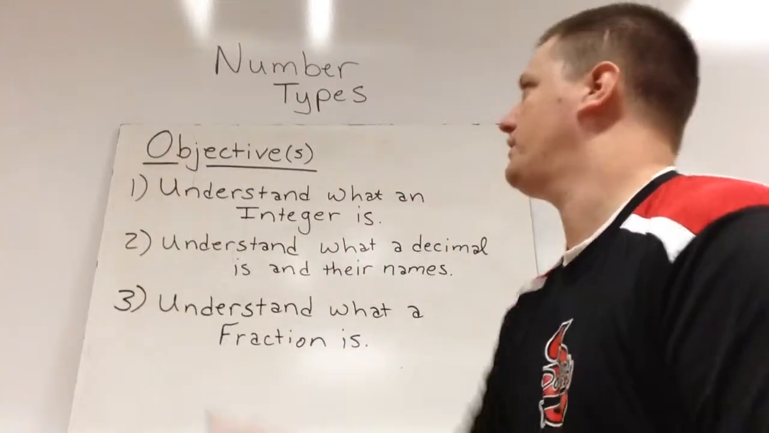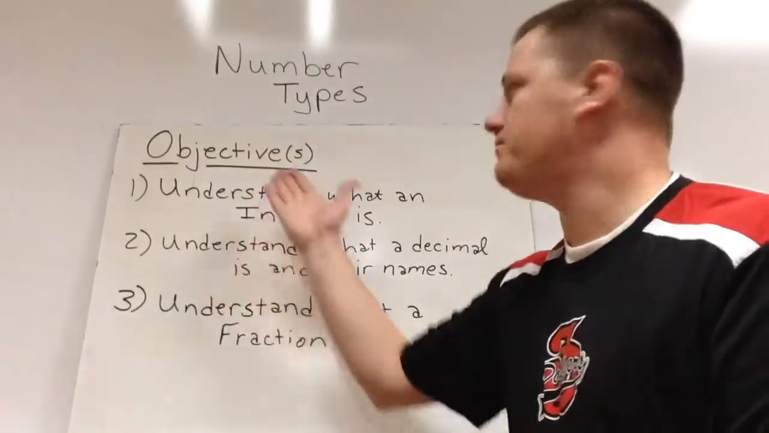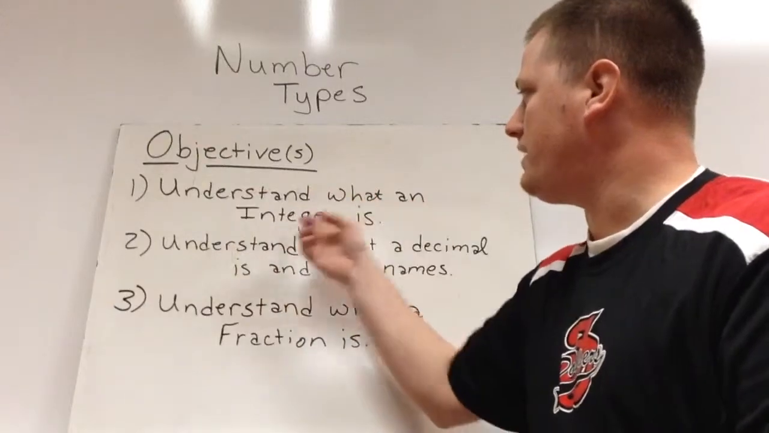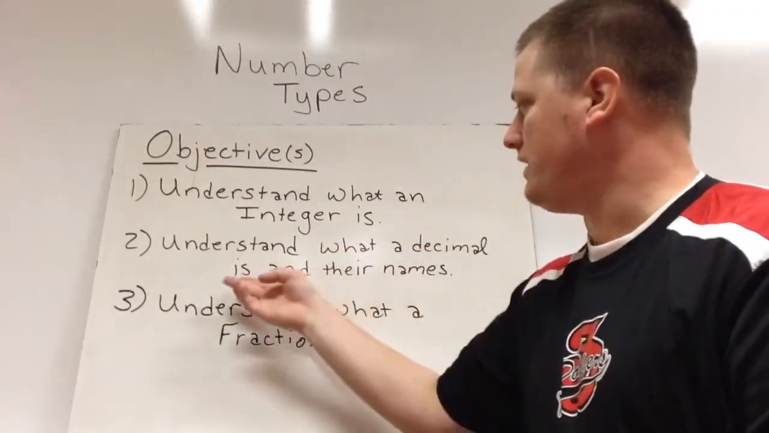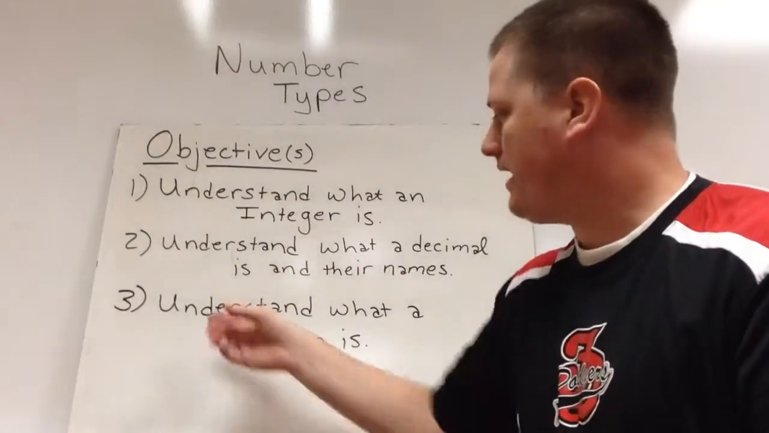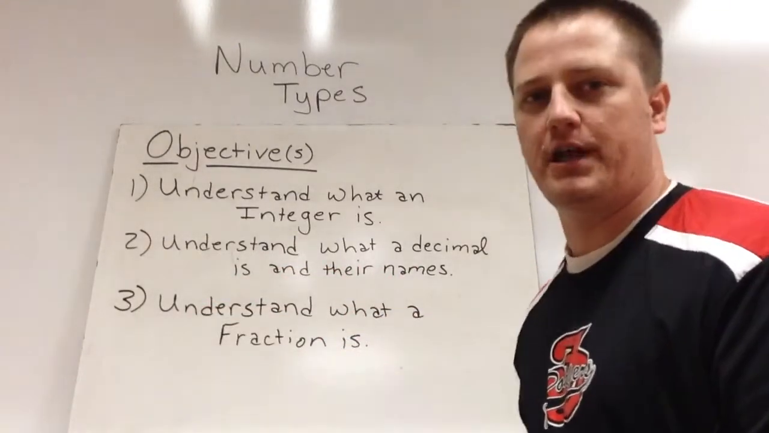In this lesson, we're going to look at number types. Our objectives are to understand what an integer is, to understand what a decimal is and their names, and to understand what a fraction is.